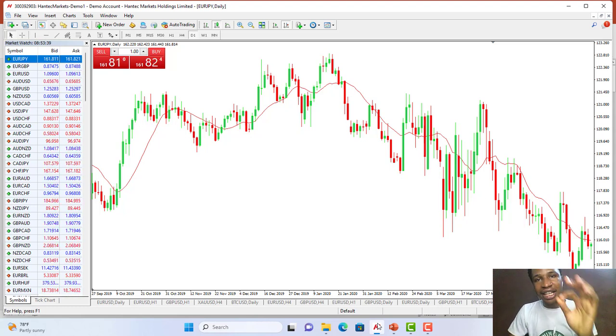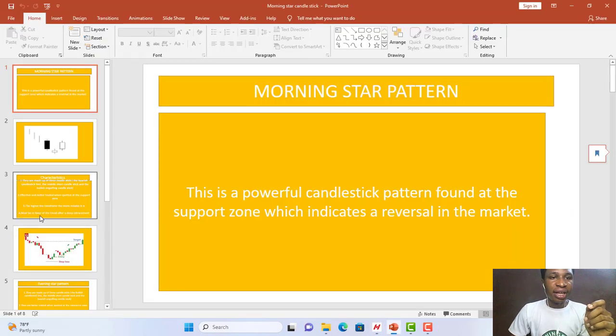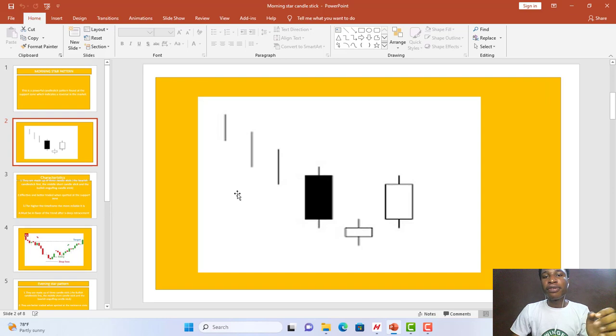But how does this pattern work? So now look at the pattern. It's made up of three candlesticks. The morning star is found at the support zone. It's made up of three candlesticks found at the support zone. So the market must be selling, selling, selling, or it must be in an uptrend, then making a very deep retracement, giving you these three candlesticks confirming a buy continuation.